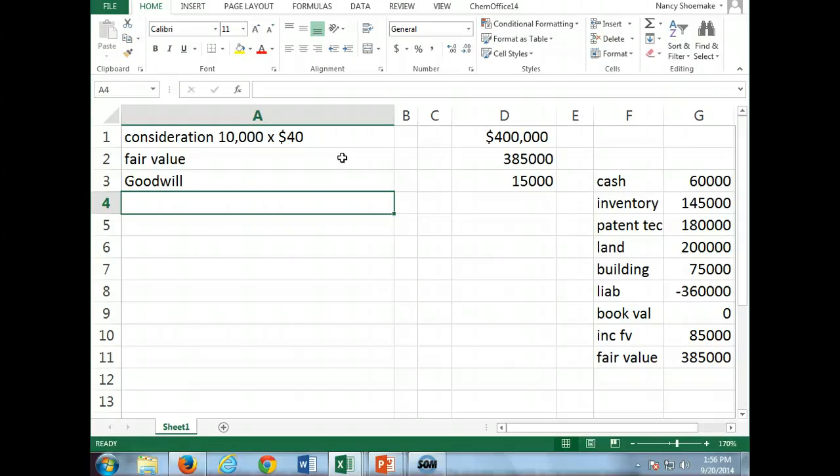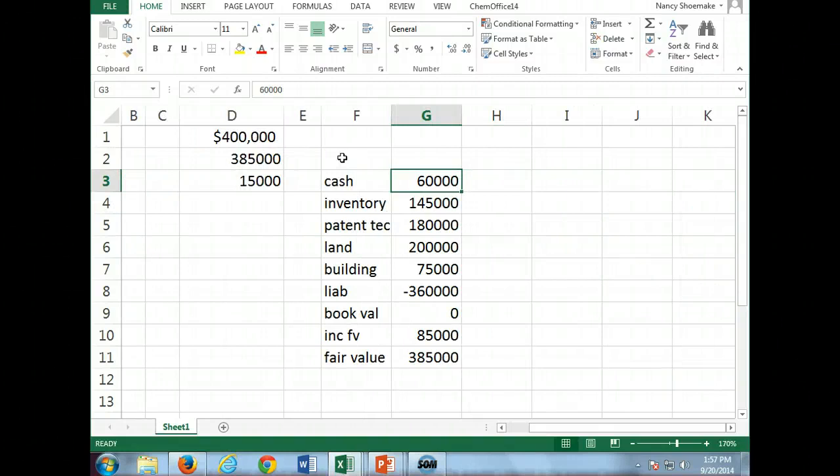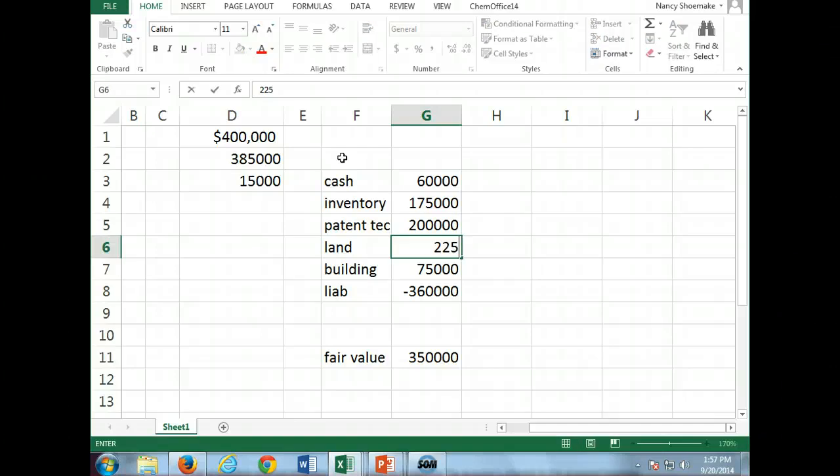Does that make sense? Does anyone have questions? Another way we could do this, I'm just trying to help you understand, instead of showing the book value and then coming up with a fair value, we can just from the start come up with the fair value of all these items. Cash is 60, the inventory is at 175 fair value, the patent technology is at 200,000 fair value, the land is at 225 now, the building stays the same, guys? And the liability, instead of it being 360, is now only 350. Do you see how we can come up with it the same way?